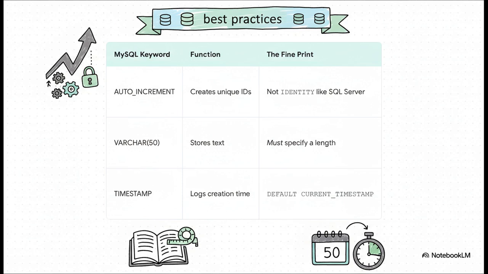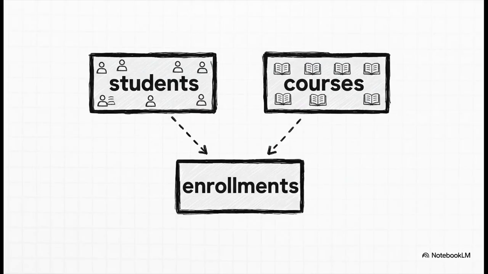Then there's VARCHAR. With MySQL, you absolutely have to tell it the max length, like 50 characters here. It's like telling it exactly how big of a label to print. And TIMESTAMP is my personal favorite shortcut. You can set it up to automatically stamp the exact time an item was created. Super handy.